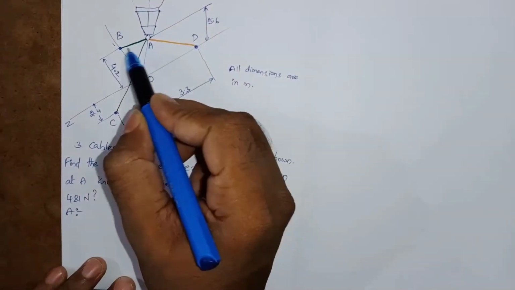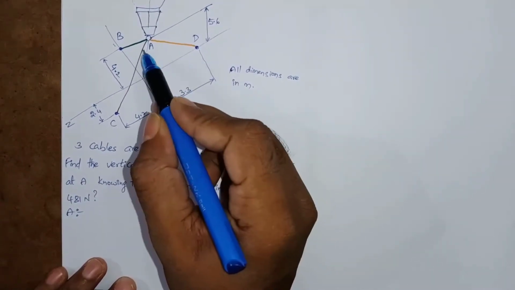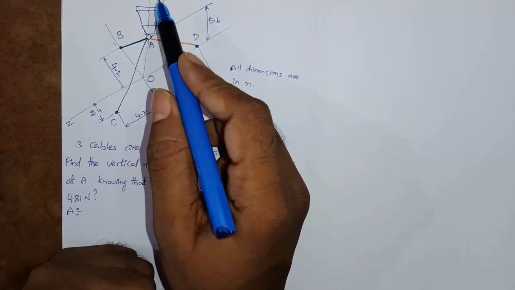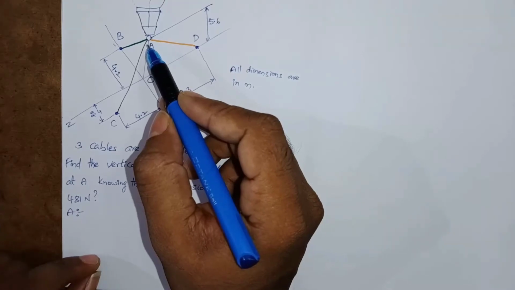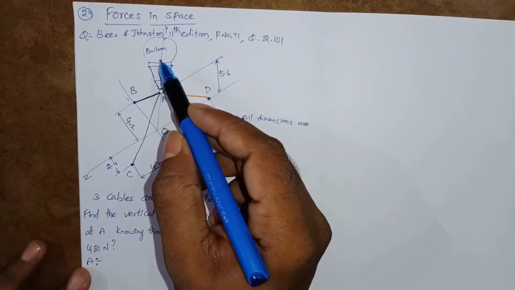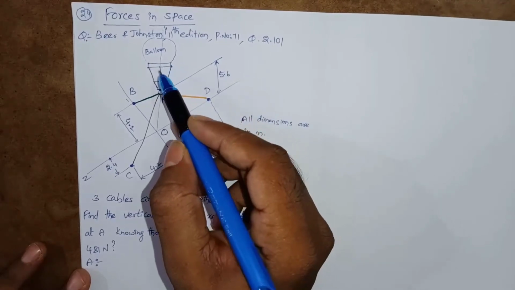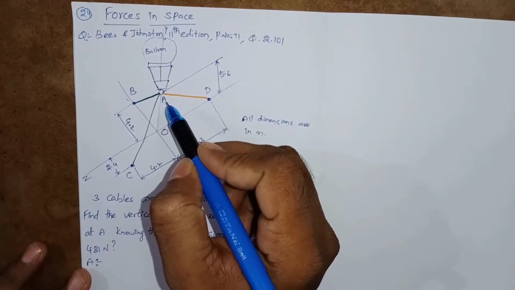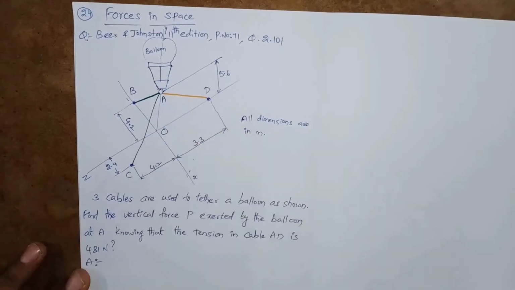Here the three cables are AB, one cable, AC, second cable, AD, a third cable. These three cables are tied to a hook at A, and the balloon is also supported here. Because the balloon is filled with hot air and its density is less compared to the atmospheric air, it will tend to move upward. But because of these three cables tied at point A, the complete system is at rest.